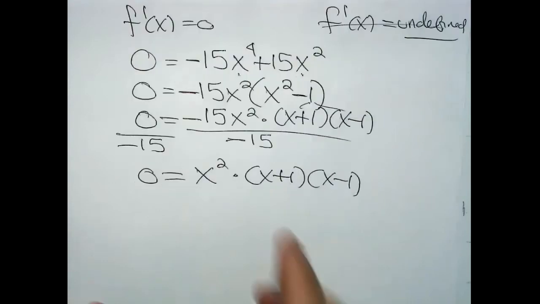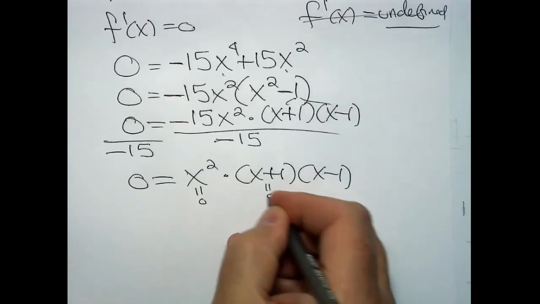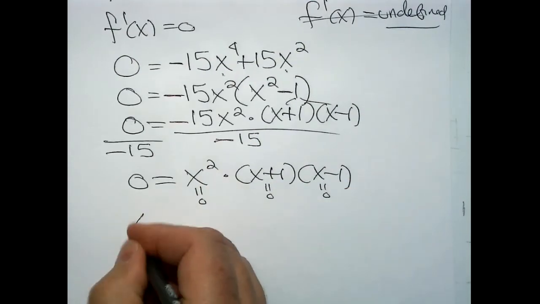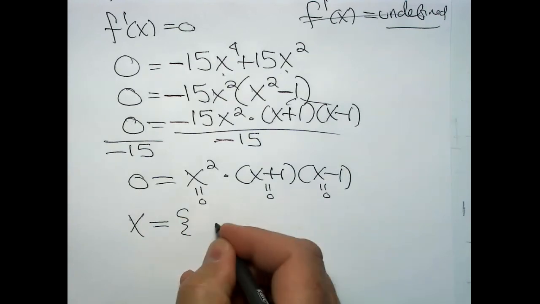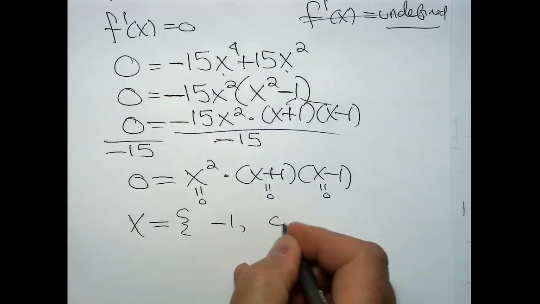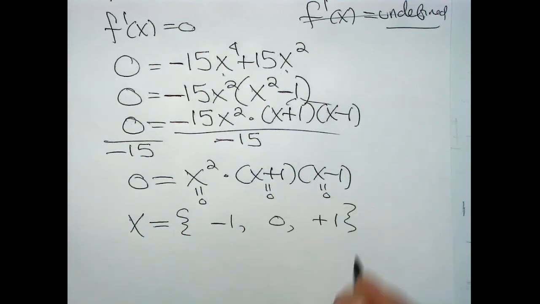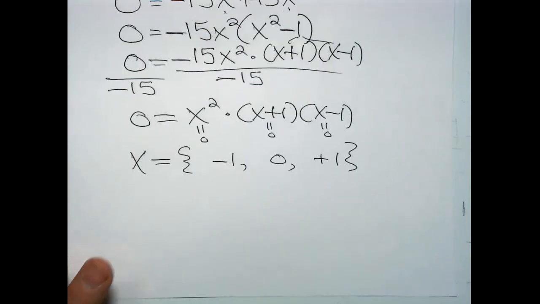All right, critical numbers. You set all of these factors to 0, and we discover that our critical numbers are -1, 0, and +1. All right. Now the question is, which ones are these? Relative maxes, mins, or maybe even a flat spot, not sure.